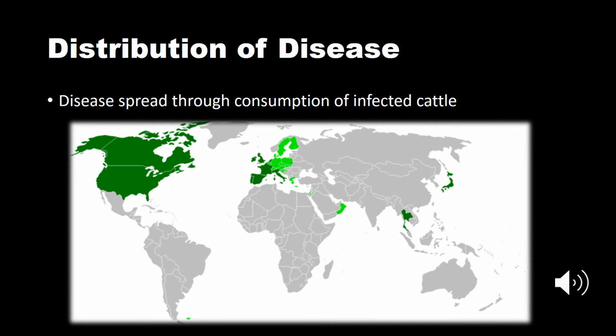So here I have a map showing the disease and the areas in the world where it's been affected. Take note that I have light green and dark green areas. The light green areas are areas with confirmed cases of mad cow disease, the BSE. And dark green is confirmed cases of the human form of this disease, the CJD.